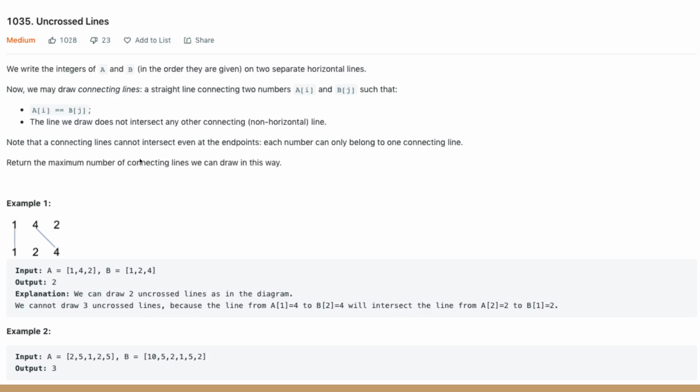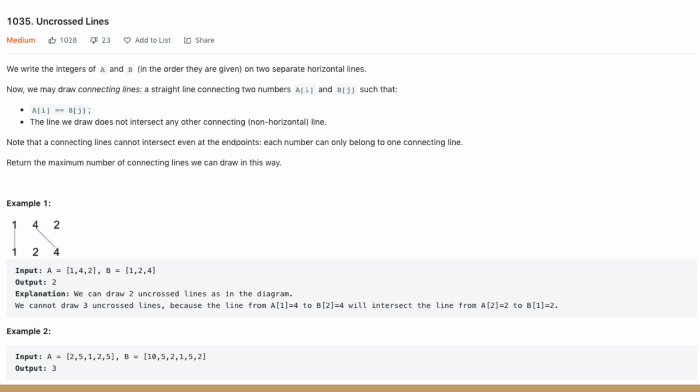Uncrossed lines. So we are writing integers a and b in the order they are given on two separate horizontal lines. Now we may draw connecting lines, a straight line connecting two numbers ai and bj, such that ai is equal to bj. That's the first condition. They have to be the same, and the line we draw does not intersect any other connecting lines.